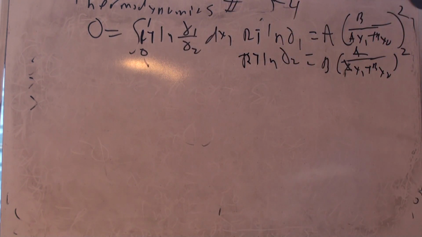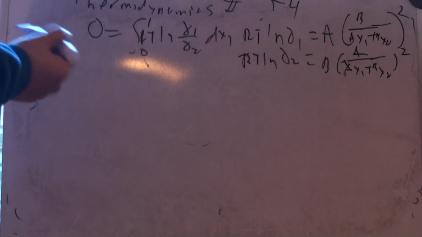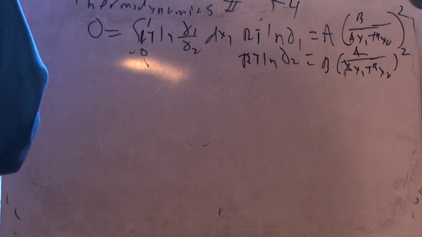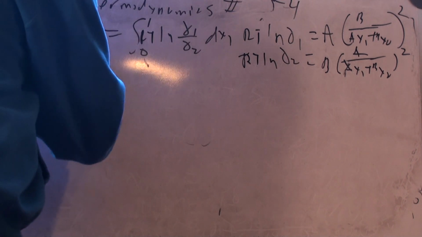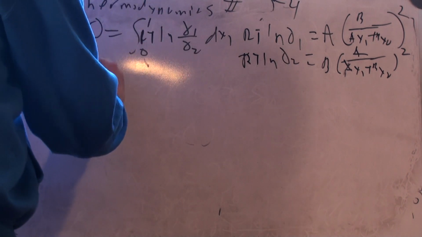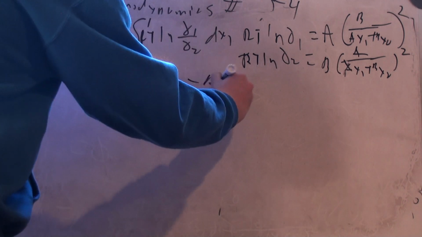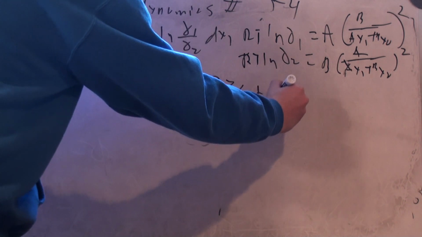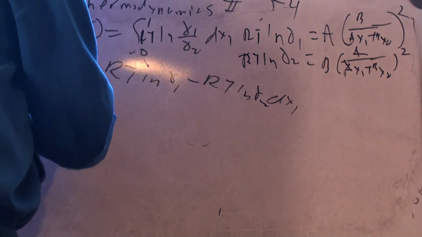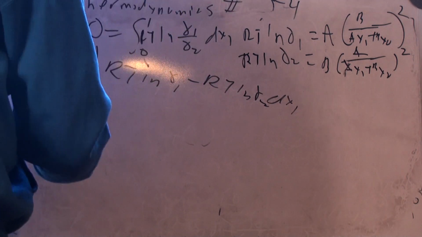And now we're just going to do the math. So the first thing I do is I recognize what equation I need to use. And once I've done that, I want to use log rules. So from 0 to 1, I got RT natural log of gamma 1 minus RT natural log of gamma 2 dx1. Now I can just plug them in, and that's what I'm going to do.